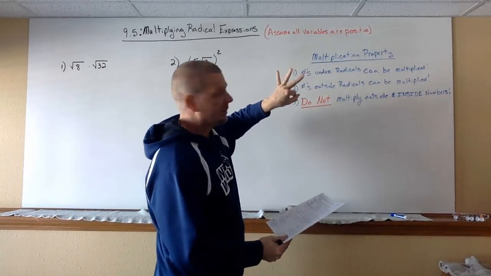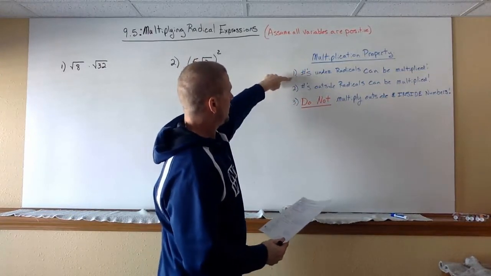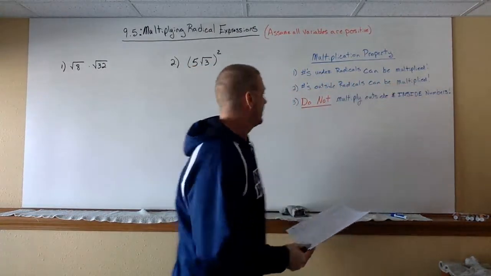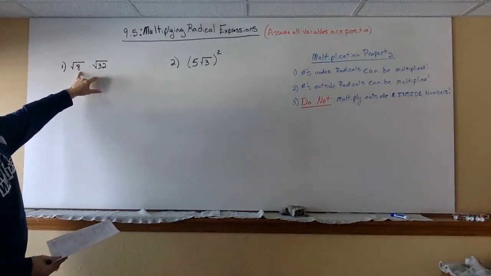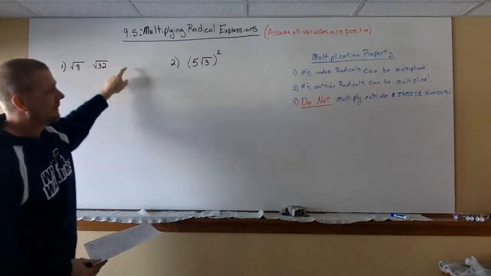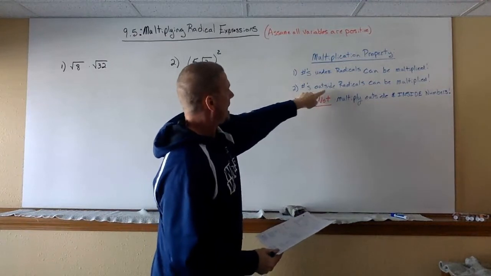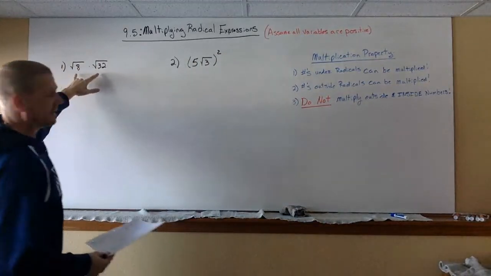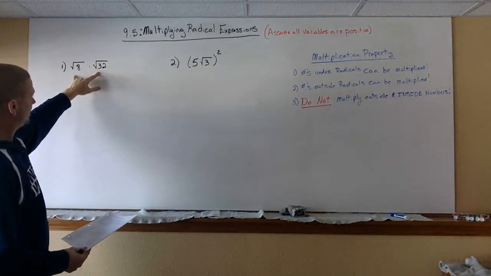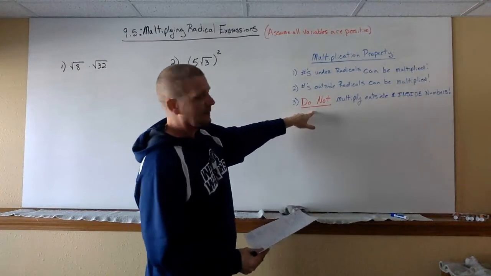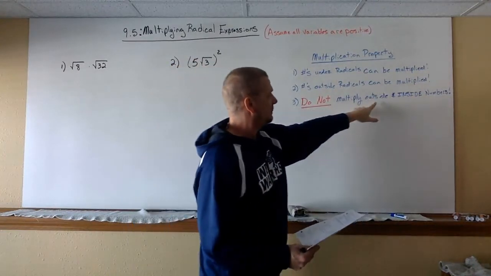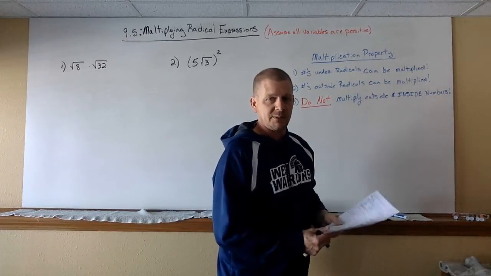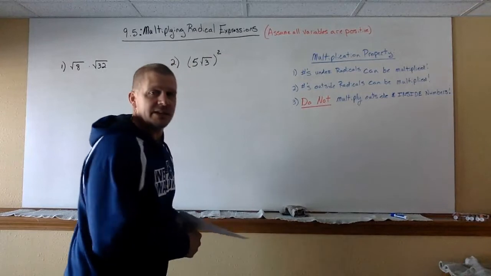I call them belly button rules, innies and outies. Rule number 1, numbers that are under radicals can be multiplied together, meaning I can take 8 times 32 and make a new square root, okay? Number 2, numbers outside radicals can be multiplied together. You're going to see how that comes out over here when I'm multiplying 2 radicals together. Rule number 3, the big one, do not multiply outside numbers and inside numbers. Outies do not mix with innies, okay? Outies with outies, innies with innies.